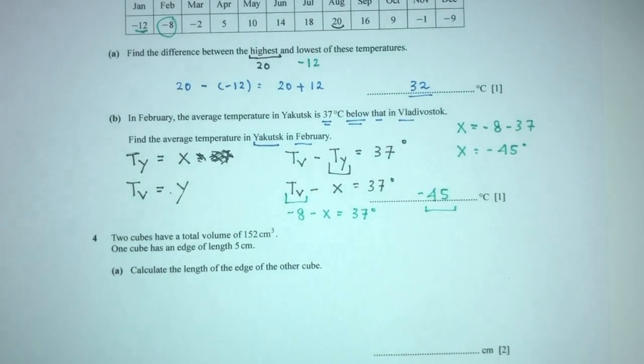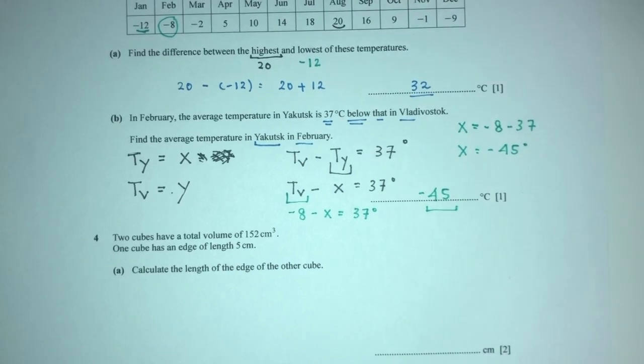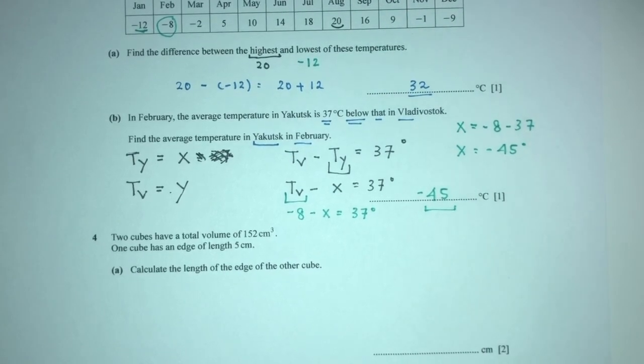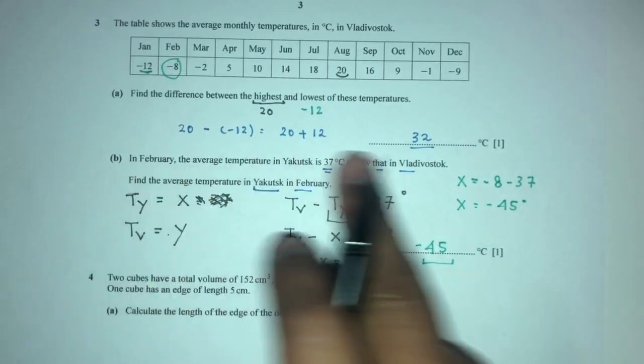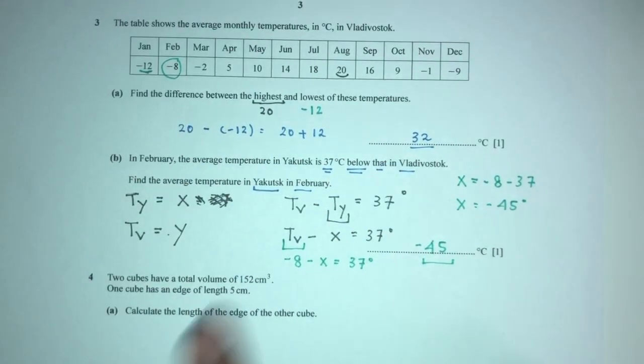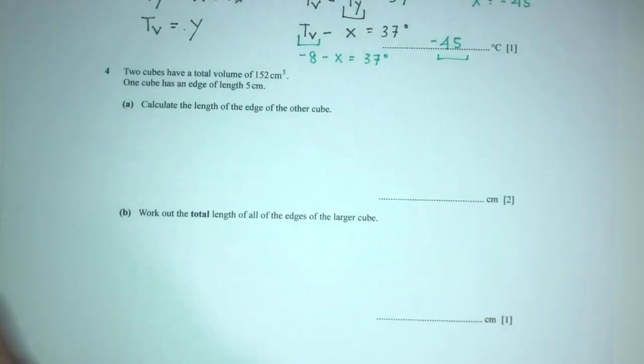Again, this is not supposed to confuse you. I apologize for the little jumps here and there, but the idea is very simple. We have one value given to you on the table. We have to use this line here to find the missing value, which is the temperature in the Y place. Okay, so let's move on to question number 4.